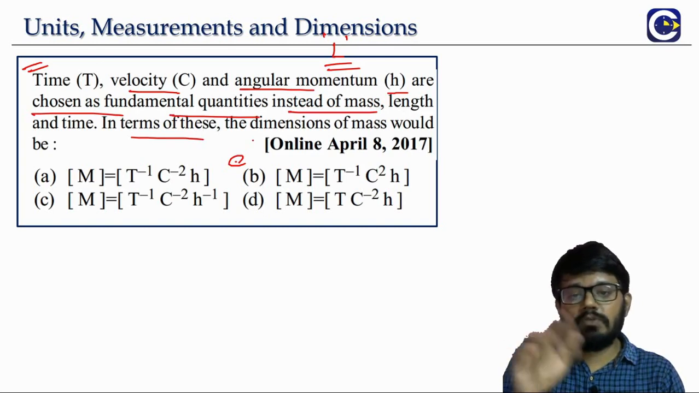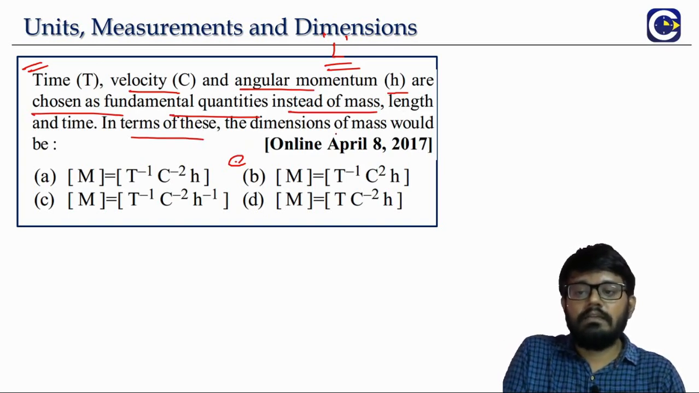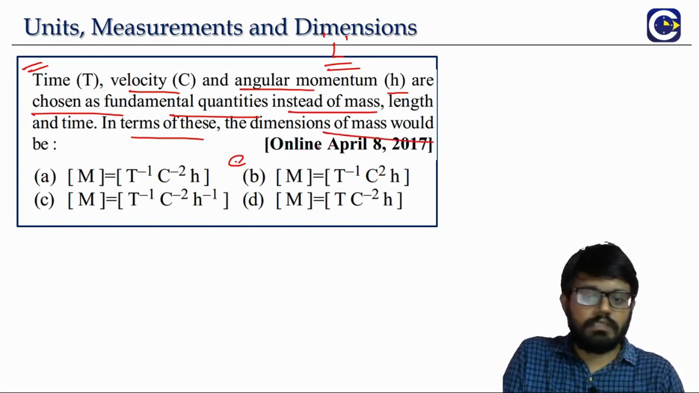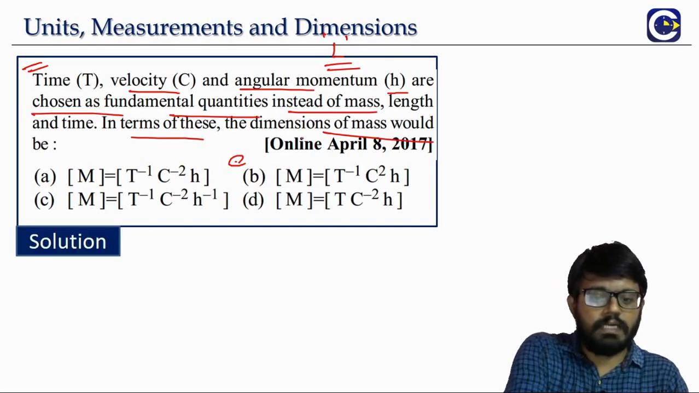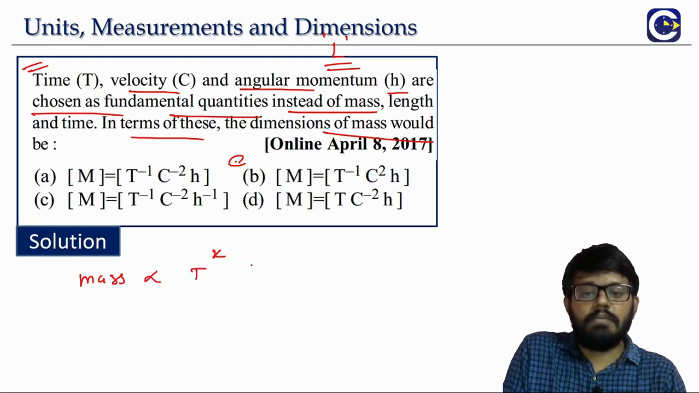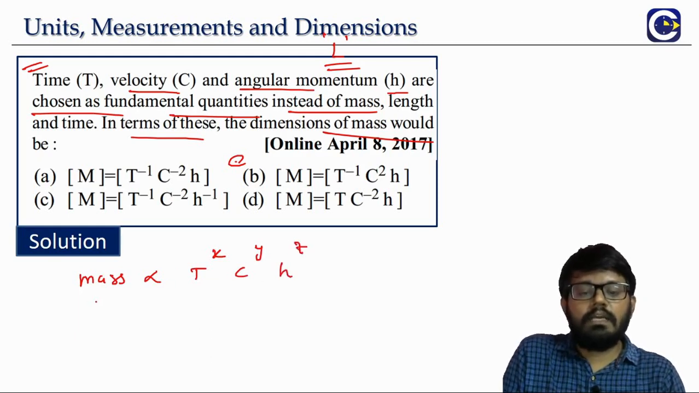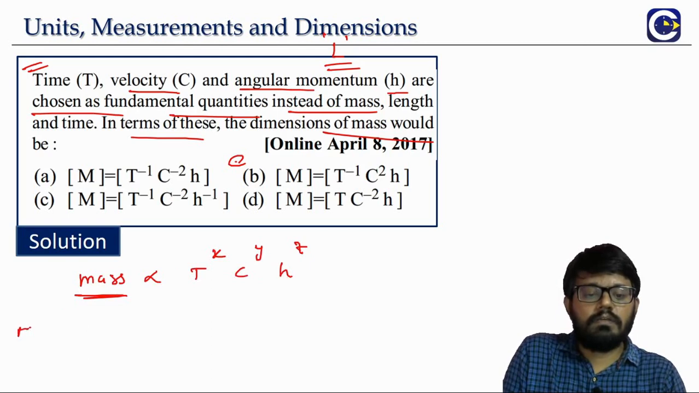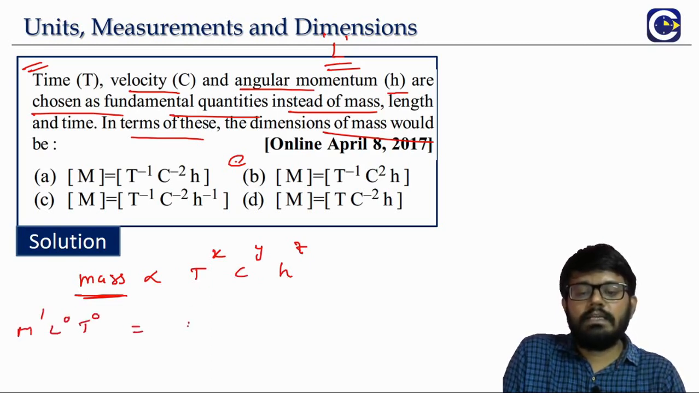Then in terms of these fundamental quantities, the dimensions of mass would be, that is the question. Same approach. If we say that mass is related to time t to the power x, velocity c to the power y, angular momentum h to the power z, then dimension-wise, mass means M^1 L^0 T^0. They should be equal to, on the right side, T means T only. C means velocity, so (L T^-1)^y.